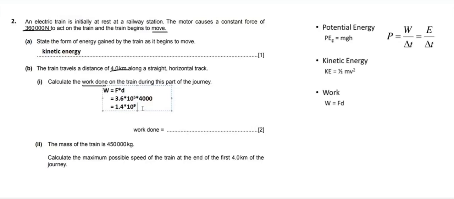And the unit of the work is joule. We have to write down over here the same value, so that will be 1.4 multiplied by 10 raised to 9 joule. So this value will be this.